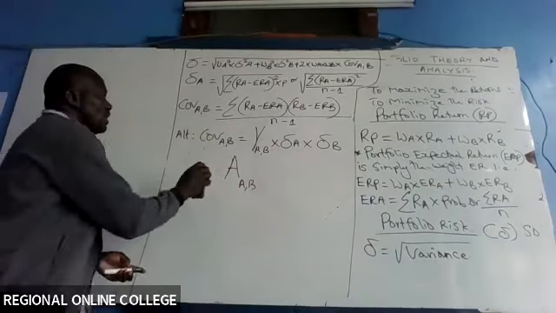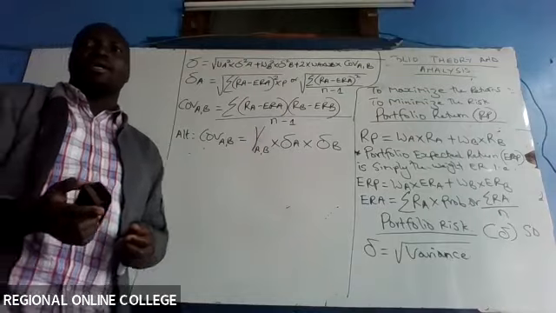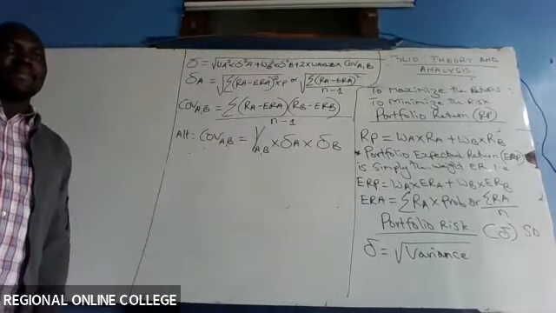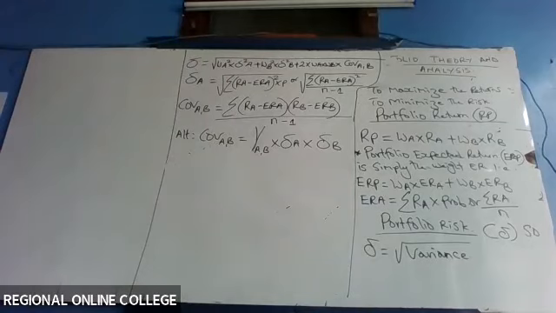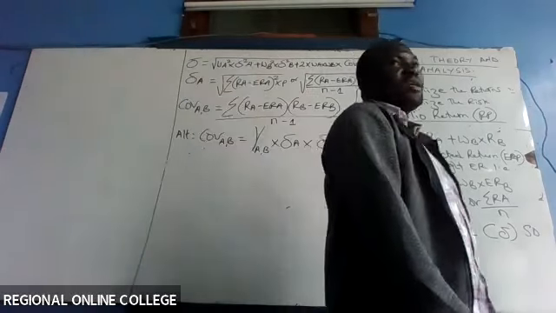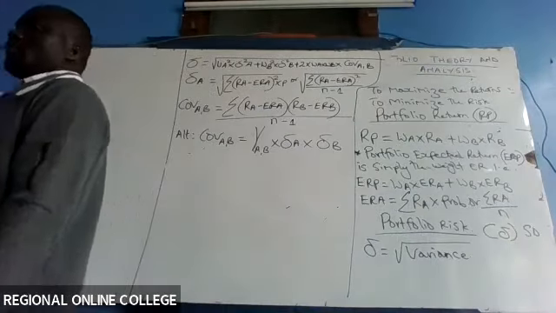So maybe where this one equals the correlation coefficient. That is how. So that covers the portfolio return and the portfolio risk.